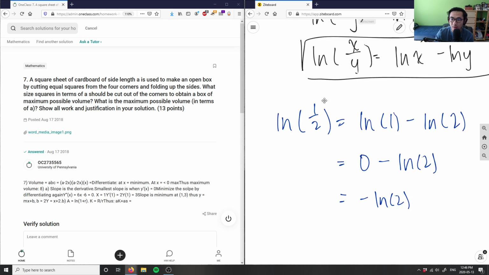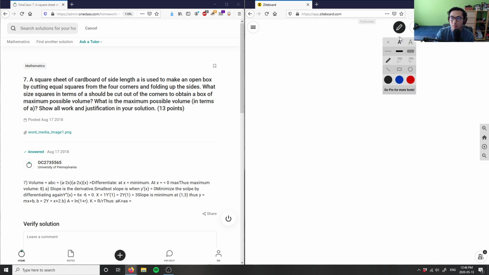And then number 10. Okay, so this is another optimization question. It says a square sheet of cardboard of side length A is used to make an open box by cutting equal squares from the 4 corners of the sides and folding up the sides. What size squares in terms of A should be cut out of the corners to obtain a box of maximum possible volume? What is the maximum possible volume in terms of A? Show all work and justification in your solution.